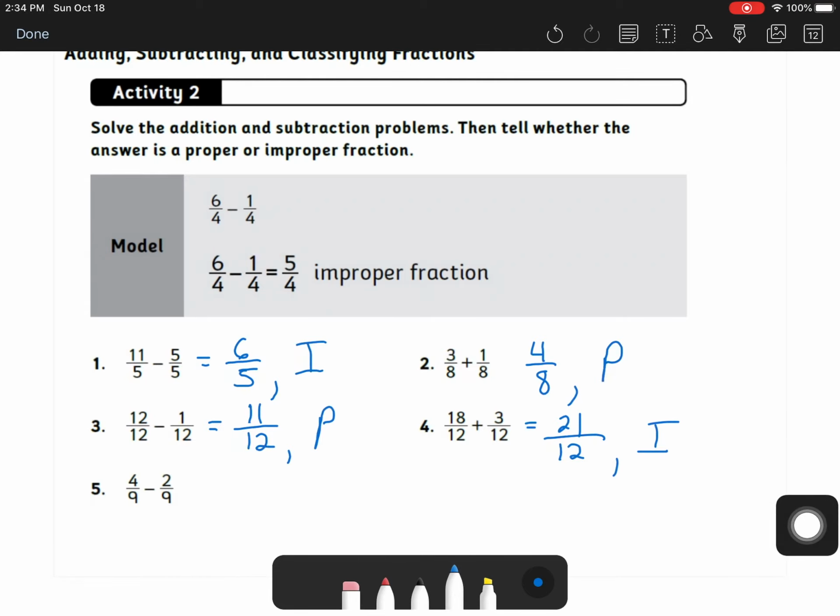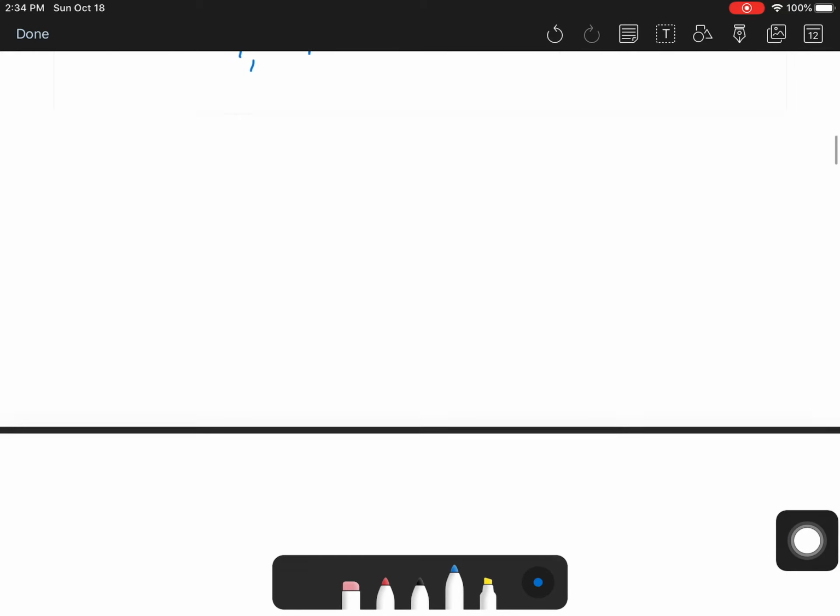And last one here, 4/9 minus 2/9. 4 minus 2 is 2, so 2/9. 2 is less than 9, so that is a proper fraction. These were all pretty easy because they had common denominators already.